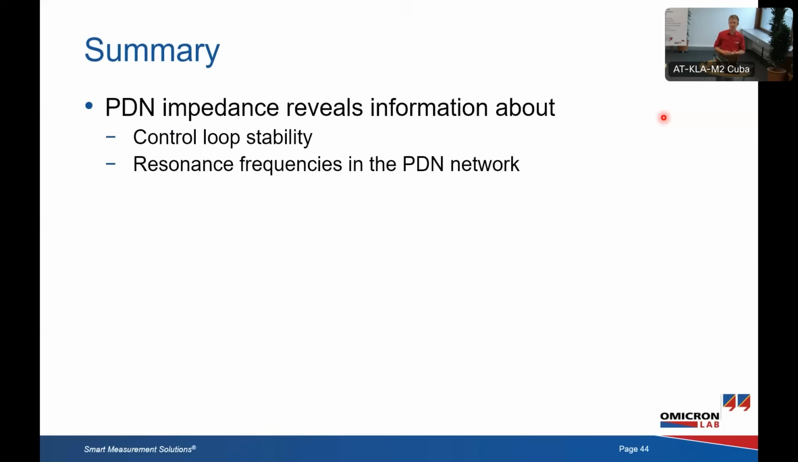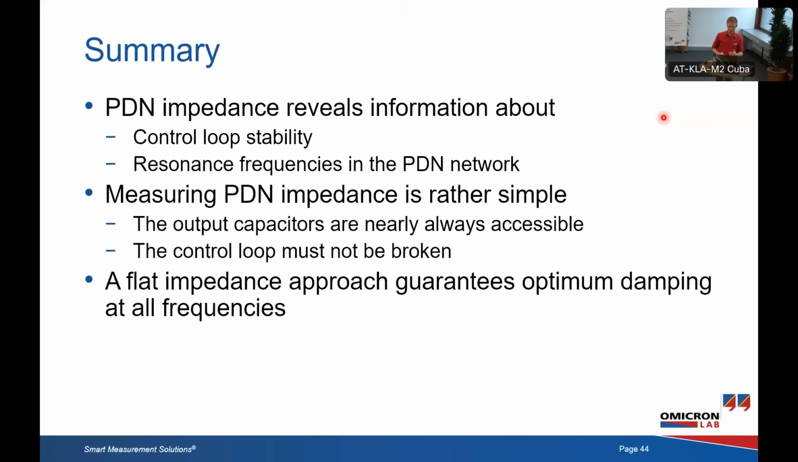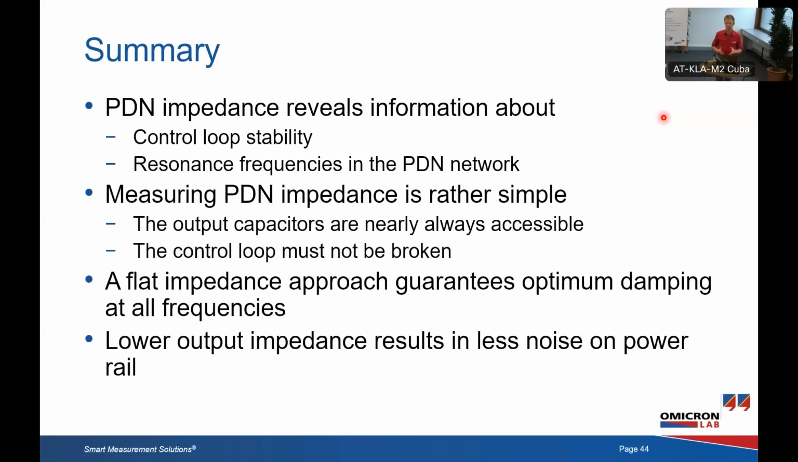As a summary, the PDN impedance plots reveal information about control loop stability and about resonance frequencies in the PDN network, and it's a rather simple measurement. Output capacitors are nearly always accessible. The control loop does not need to be broken. You just need to access the output. You can choose to go for the flat impedance approach to guarantee optimum damping at all frequencies. And note that lower output impedance also results in less noise on the power rail.